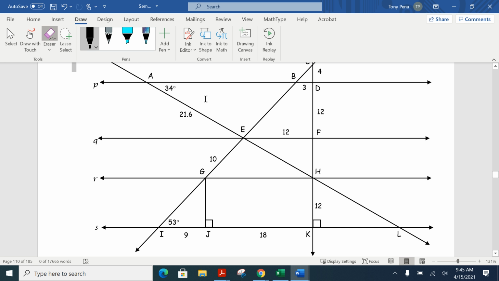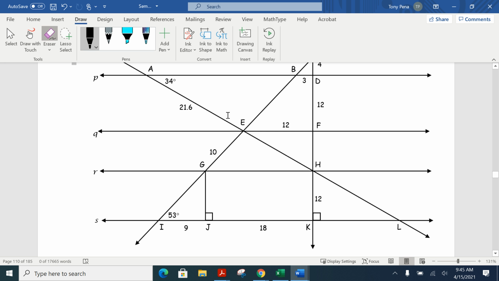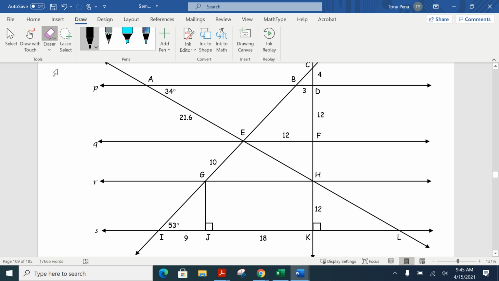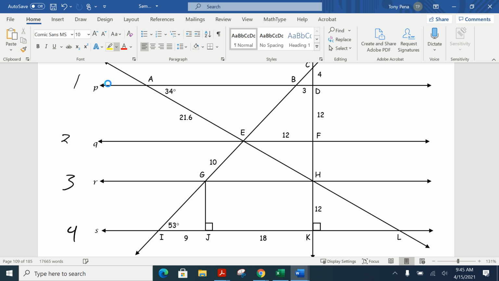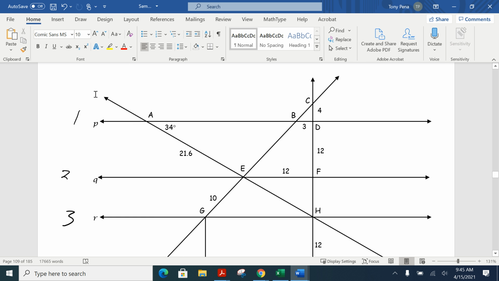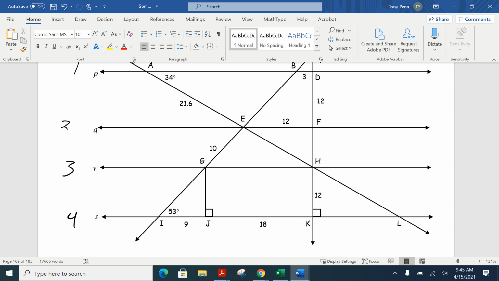So now go to this beast and then understand what we have. We have four parallel lines. So here's 1, 2, 3, 4. All right. And then we have 3 transversals cutting through those. All right, so we have this diagonal line here, the diagonal line right here, and then we have this line right here.